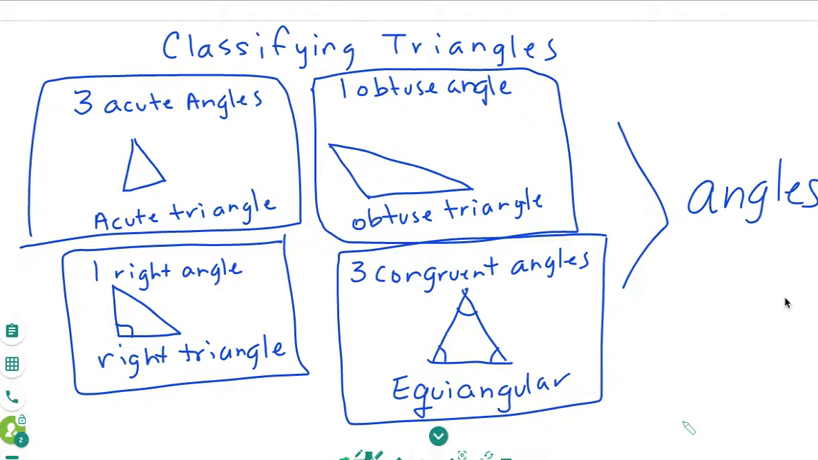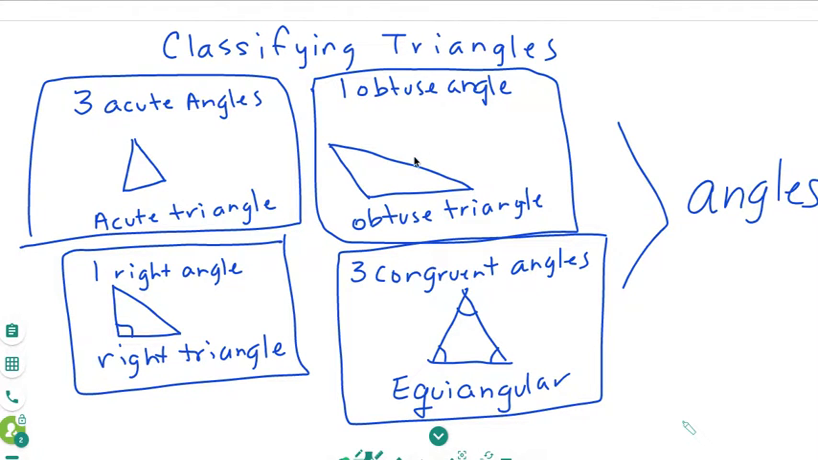We're going to classify triangles. So when we classify triangles, the first thing that we look at are their angles. We're going to look at 4 different types of triangles. The first one is an acute triangle, and that triangle has 3 acute angles. That means no angle in that triangle is larger than 89 degrees.